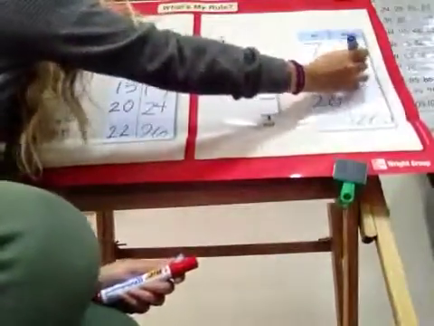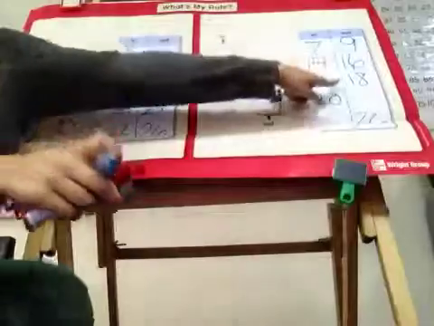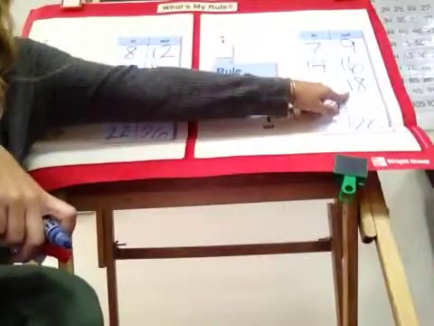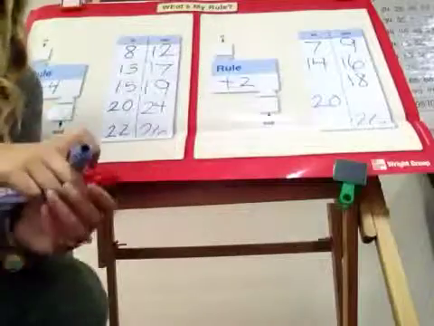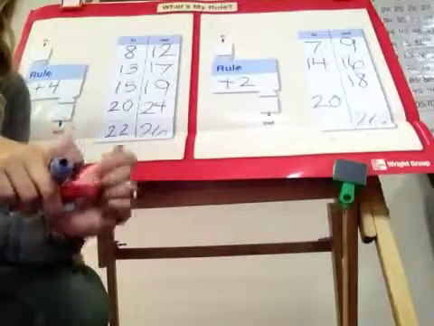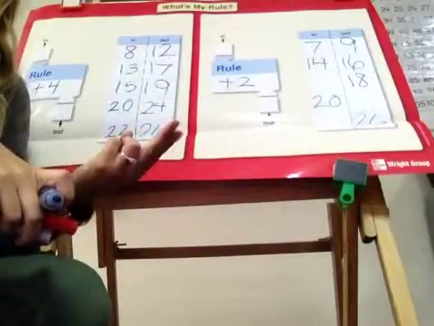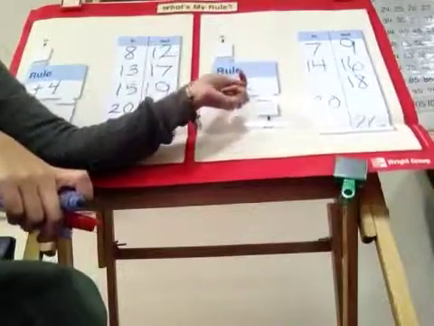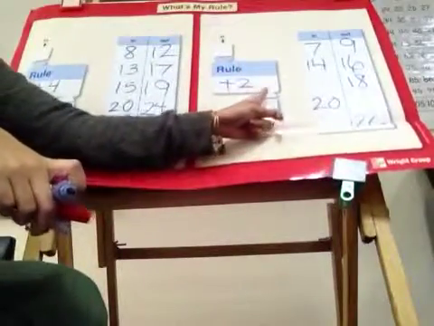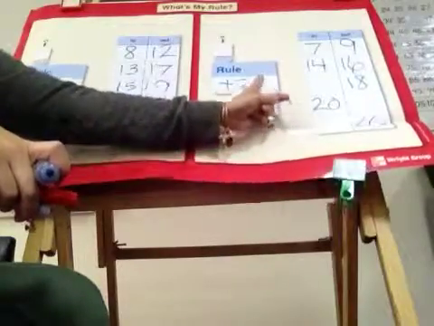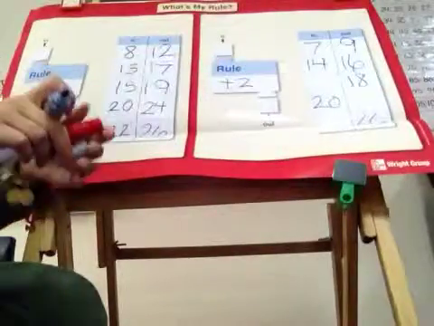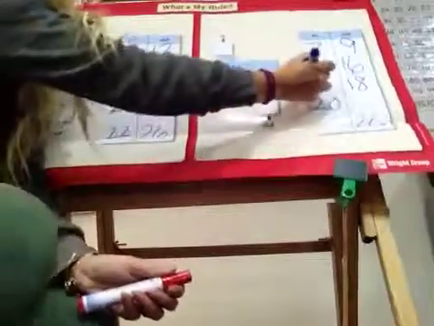But now 18 is not in our in, it's in our out. So we have to go backwards. And just like frames and arrows, if you go backwards, you have to flip the rule. So the rule was plus 2, but when we go backwards, we're going to minus 2. So 18 minus 2 equals 16. So we put 16 in our inbox.